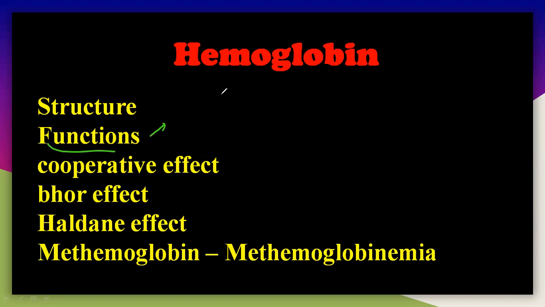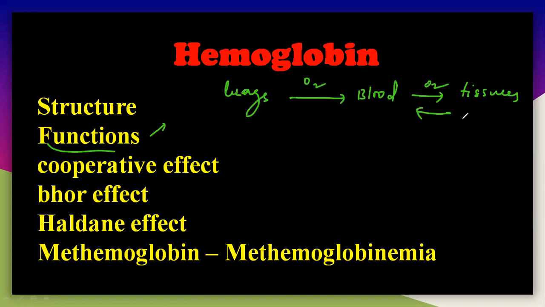And if you take the function, simply from the lungs, the oxygen is transported into the blood, and with the help of hemoglobin it transports this oxygen into the tissues. And again from the tissues, the CO2 is transported into the blood, and again from the blood, the CO2 is transported into the lungs, and by using the lungs, the CO2 will be exhaled out with the help of hemoglobin. That is the function of the hemoglobin. Remember this. That is a very, very important thing here, the function.